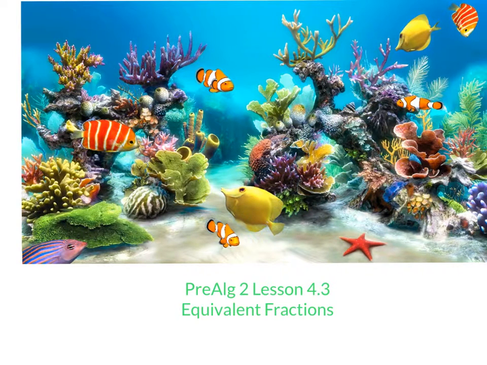This is Pre-Algebra 2, Lesson 4.3, and it's a lesson on equivalent fractions. Now, if I said to you, in this aquarium there are 10 fish, although you can see that there's more, but let's just pretend. 2 of them are goldfish. What fraction of the fish in the aquarium are goldfish? Could you do that quickly, or would it take you a minute to think about it?